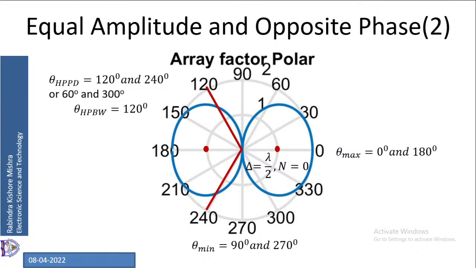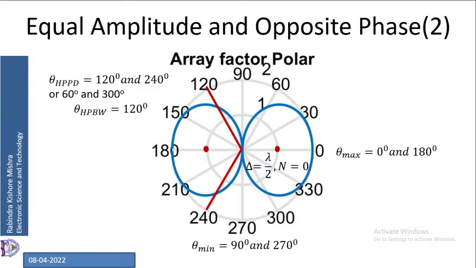So if we plot the polar plot for the array factor, the maxima will be along 0 degree and 180 degree. Minima will be along 90 degree and 270 degree. You can see that we have two sources along the z axis. Z axis is theta equal to 0, theta equal to 180 degree. So that is the z axis. The two sources are there. Maxima are along the z axis and minima are perpendicular to the z axis.